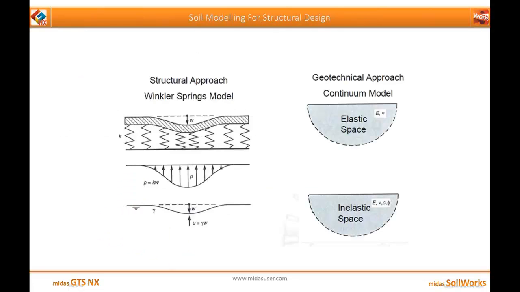Now next we'll be dealing with soil modeling for structural design. So as you can see, whenever we go for a structural approach, we go for the Winkler springs model, where the Winkler springs themselves represent the soil, and the foundation helps us to locate the settlements, how the settlement is going to take place. Whereas in geotechnical approach, we go for the continuum model. We have two types of spaces, like elastic spaces, which are defined with E and nu value, and the inelastic spaces where we consider the E, nu, C and phi value.